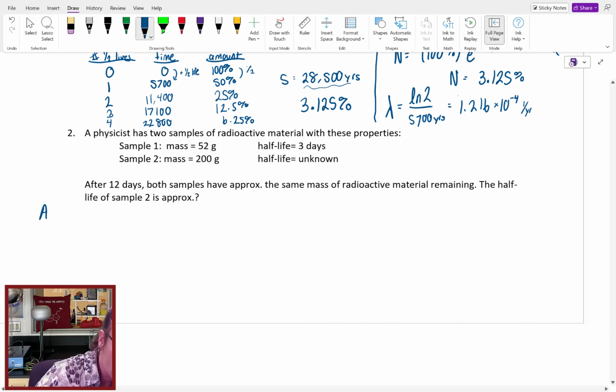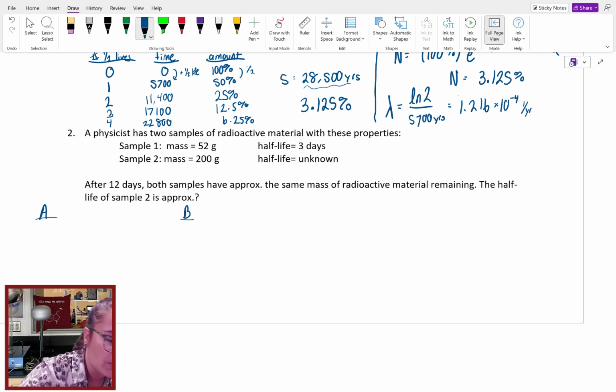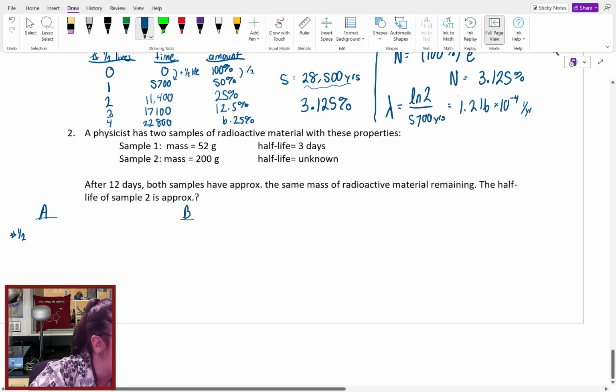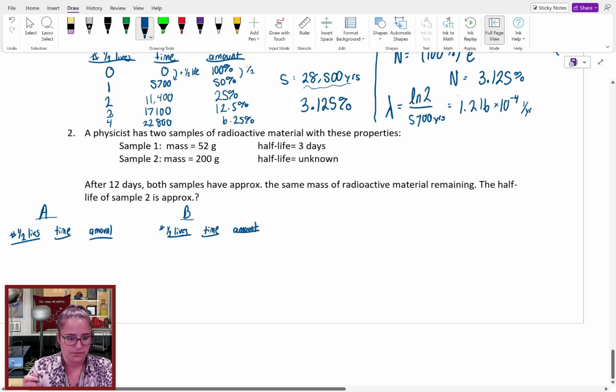So if I have sample A and sample B, the thing that's going to be the same for them both is the time, because time is time. You can't change time. But we have the number of half-lives, the time, and the amount. And then for part B, again, we have the number of half-lives, time, and amount. Let's put in everything we know.